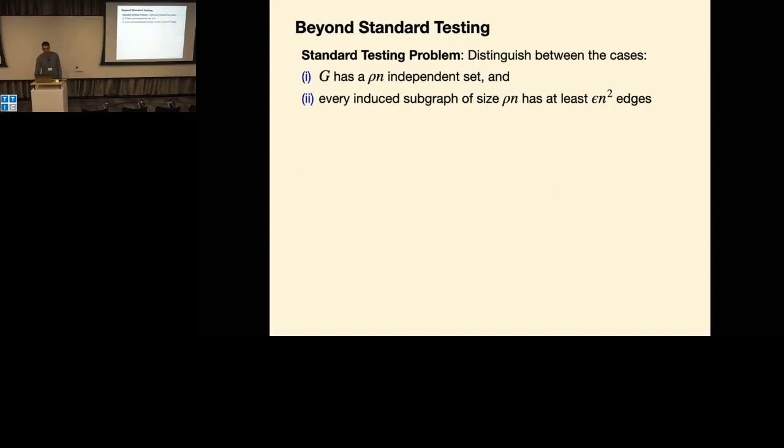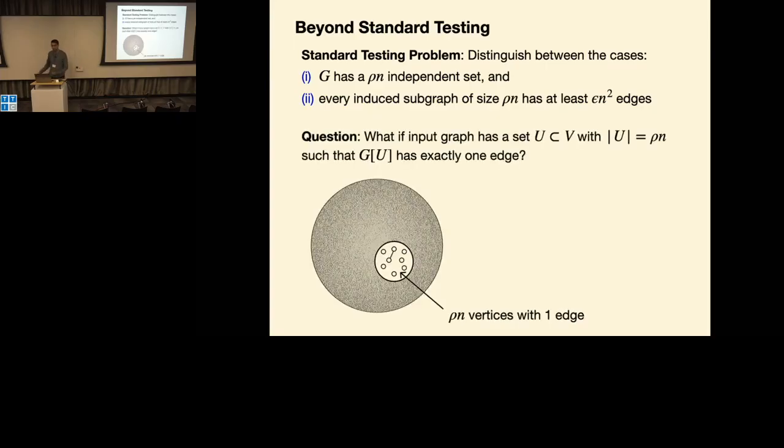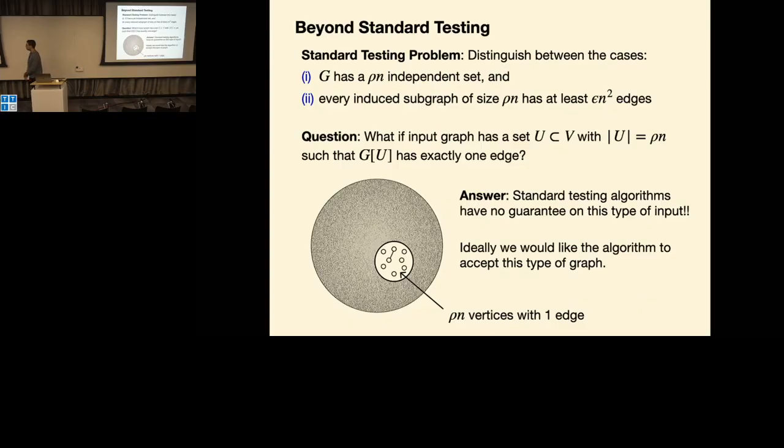But ideally, we want something a little more robust. Maybe to understand that, let's consider this example. Suppose we had a graph, maybe a complete graph, and then take rho n vertices and remove all the edges except one. What does the standard tester say about this type of graph? The problem is this graph really does not fit into either of the two cases, and so our standard testing algorithms have no guarantee. But in many cases, we would want to accept this type of input. Maybe we can think of it as a yes instance that had the rho n independent set, and there was a bit of noise. So maybe we'd like to accept this type of input.